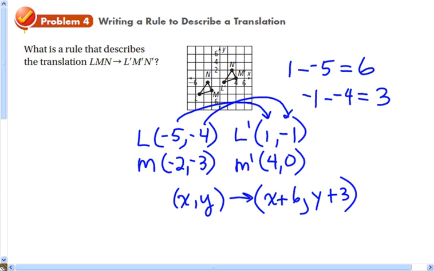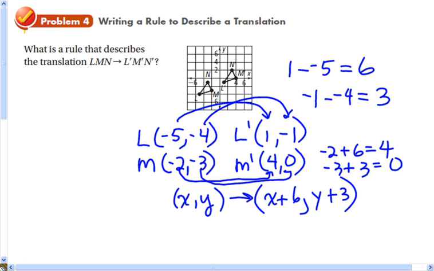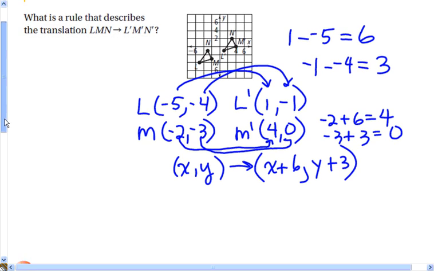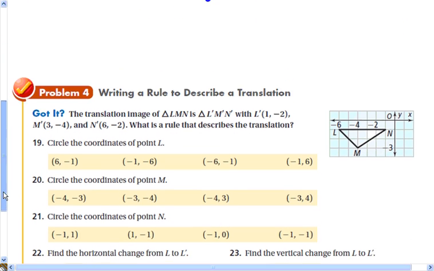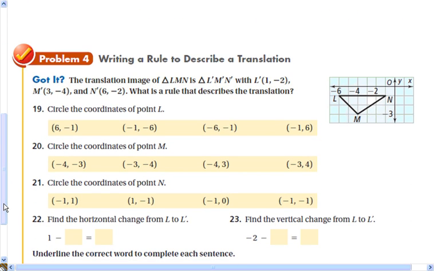Then you just might want to check that. So if I add 6 to negative 2, right here, negative 2 plus 6 is 4, that works. And then if I add 3 here, negative 3 plus 3 is 0, that also works. So we can find a rule for the translation by using 2 points. All right, you try that.